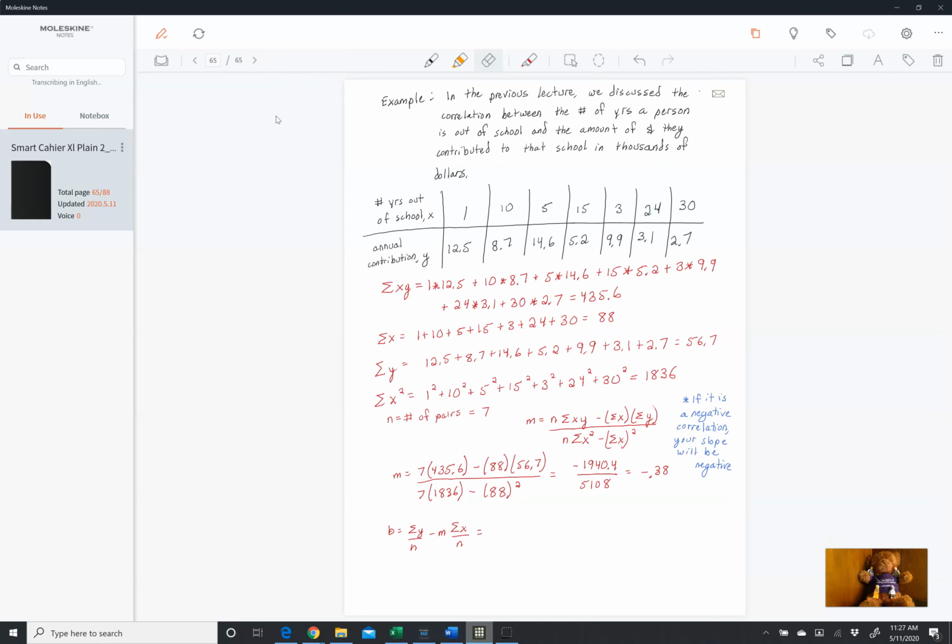The sum of y was 56.7 over 7 minus, you're taking the negative 0.38 times the sum of x, which was 88, over 7. And this gives us 12.88. So now we just plug into our line. Okay, our line is y hat is equal to negative 0.38x plus 12.88. This is our regression line.